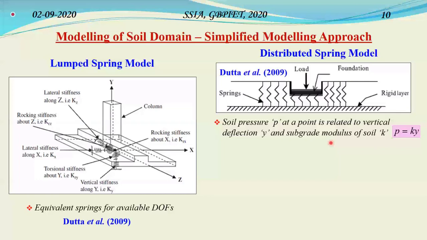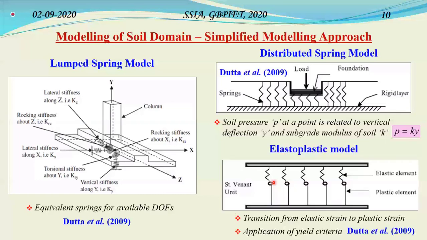Instead of simply using a spring which only reflects the elastic characteristic, we can have an elastoplastic model. Again, a Saint-Venant unit will be used where a spring will be combined with a plastic element. So we have the elastic characteristics through the spring and plastic characteristics through the Saint-Venant element. The advantage is that in this model, we can make a transition from elastic strain to plastic strain and can apply the yield criteria as well. For the details of this, you can see the research paper mentioned.